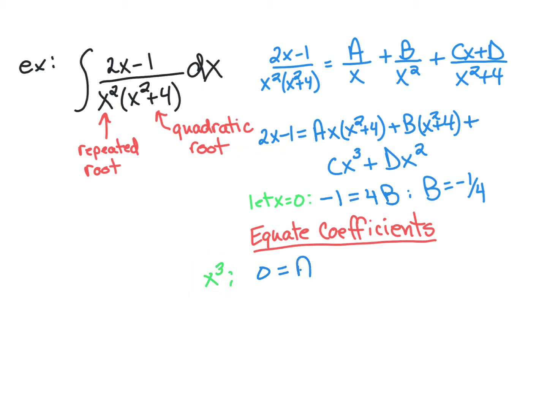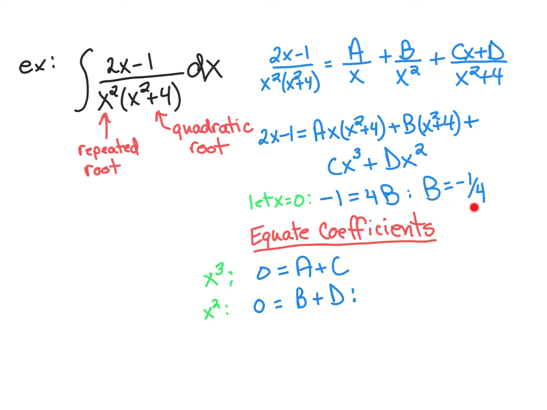I have 0 on this side. This ax times x squared means I have an a. Notice that I did not put the x cubed. My equation is just in the coefficients. So I have an a and a c. If I look at my x squareds, there's none on the left. Ax times 4 doesn't give me a square. B times x squared is here, and a d. So I have these two equations.